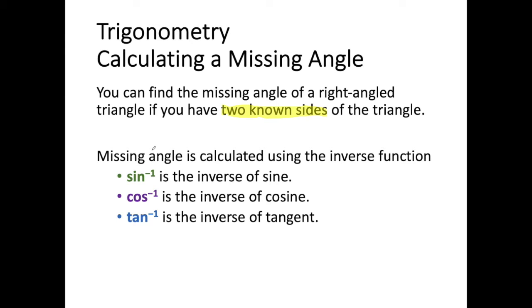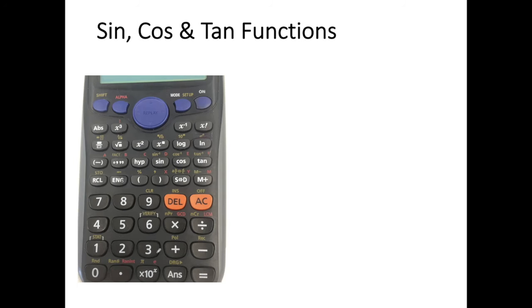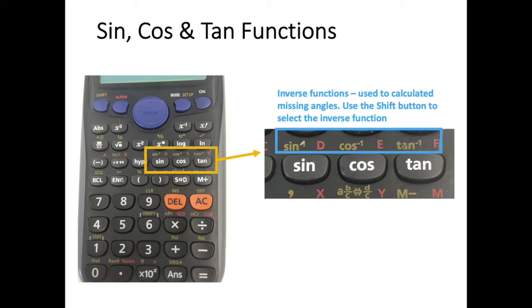The missing angle is calculated by using the inverse function. The inverse of sine is sine with a -1 as an index. For cos, the power of -1 as well, and same for tan. When you see these functions, it means we are finding a missing angle using trigonometry. And just a reminder on your calculator to use the inverse functions. They sit above the sine, cos, and tan buttons. So you hit shift and then sine for the inverse of sine, shift cos for the inverse of cos, or shift tan for the inverse of tan.